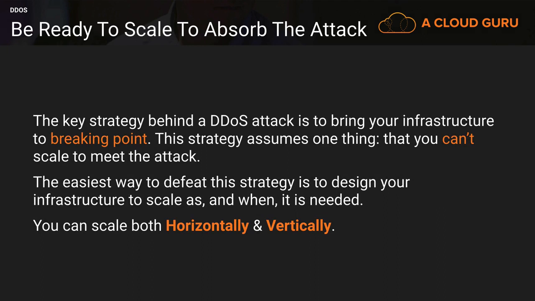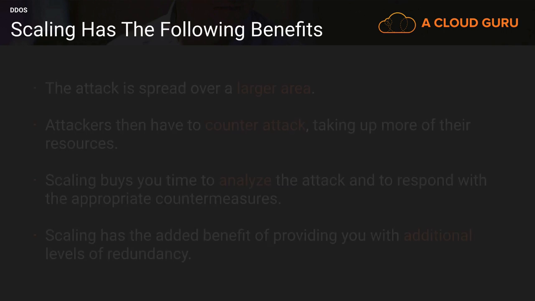So moving on, we're going to talk about being ready to scale to absorb the attack. The key strategy behind a DDoS attack is to bring your infrastructure to breaking point, and the strategy assumes one thing, that you can't scale to meet the attack. Now, of course, the easiest way to defeat this strategy is to design your infrastructure to scale as and when it's needed, and you can scale both horizontally and vertically. I remember there were people trying to DDoS Amazon.com, and of course they couldn't because it's behind AWS. It was literally impossible. I remember reading about that, I think it was around 2010, when Anonymous were attacking PayPal, and then they decided to go in and attack Amazon, but of course you couldn't because it was behind AWS.